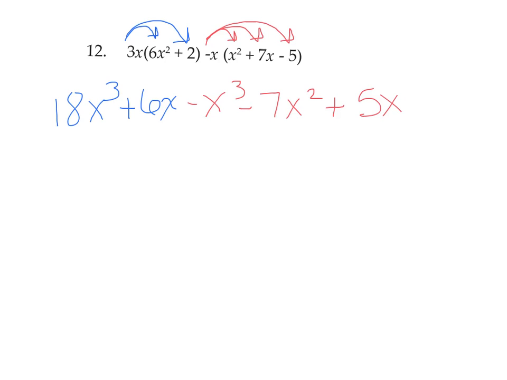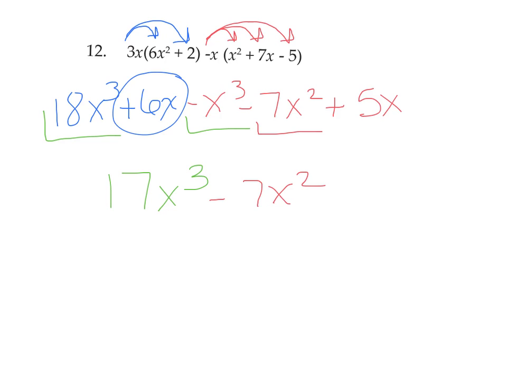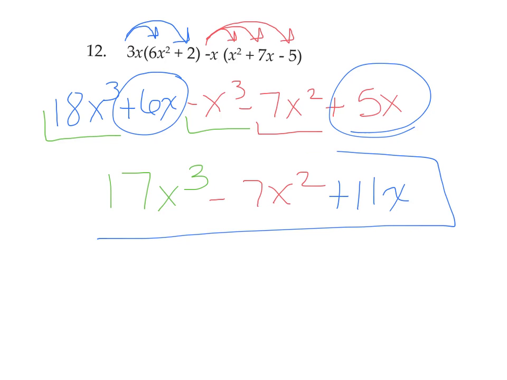Now we need to combine like terms, and I'm going to start with the cubes. 18x cubed minus 1x cubed is 17x cubed. And then the squares, it looks like we only have one squared term, negative 7x squared. And we have two x terms. So positive 6x and positive 5x make positive 11x. And there are no constant terms. So we're done. See you in the next video.